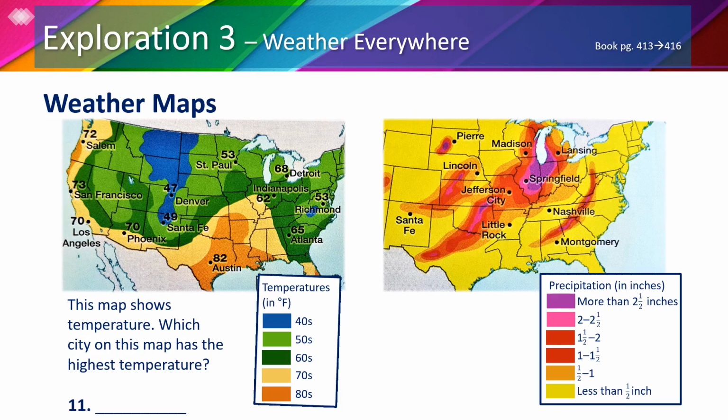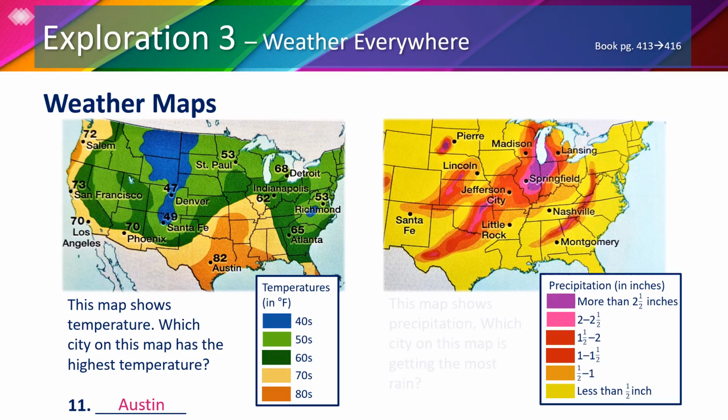If you look closely at the first map, which city has the highest temperature? The color codes here help you easily look for the highest temperature, which should be colored brown. If you said Austin, then you're right. Austin recorded a temperature of 82 degrees Fahrenheit, which is the highest among other cities.